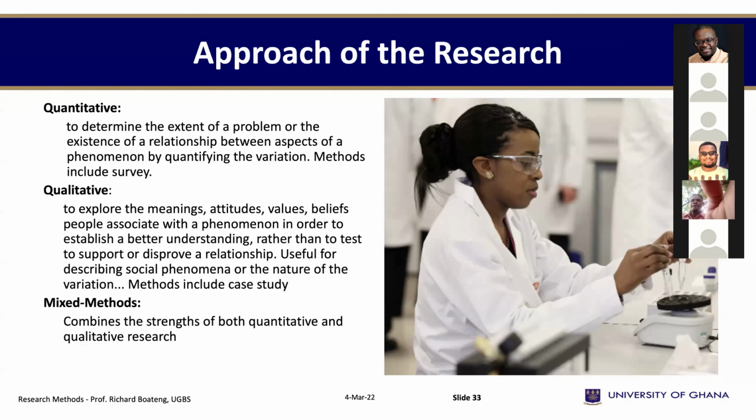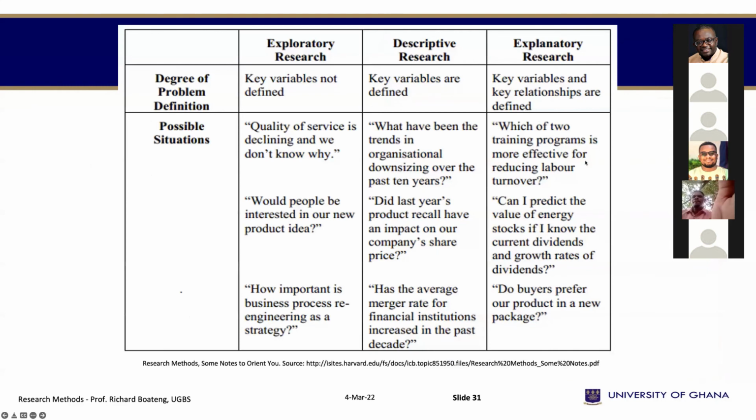So, for example, if I say I'm trying to do a study, let's look at this one. I will point out which of these two programs is more effective for labor. So you say more effective. The type of measurement you are doing could be quantitative or qualitative. This one could be, can I predict the value of energy? This one is purely quantitative because you have to do a model. Do buyers prefer our new product in a new package? This is likely going to be quantitative. Although you can do qualitative, it will be good for quantitative.